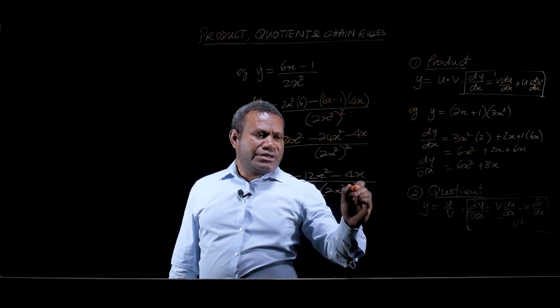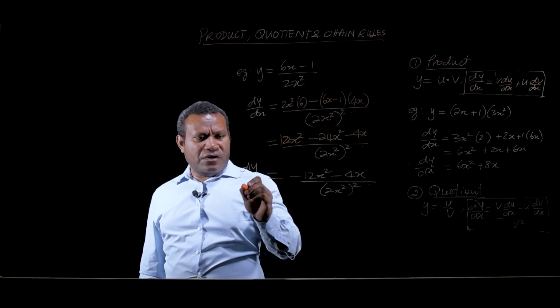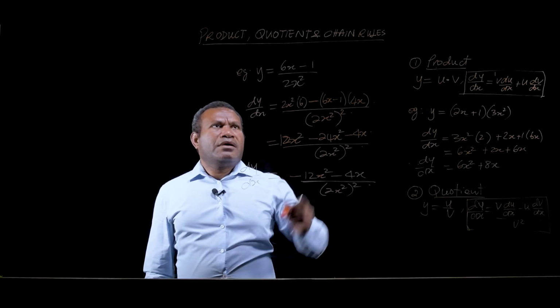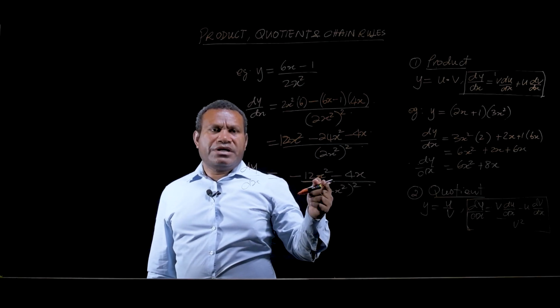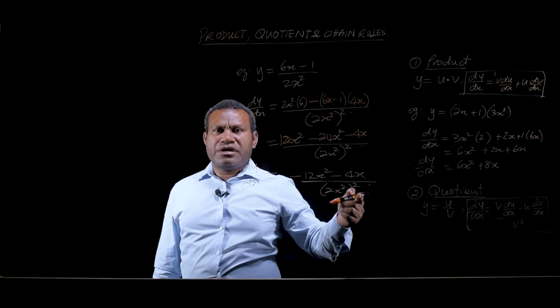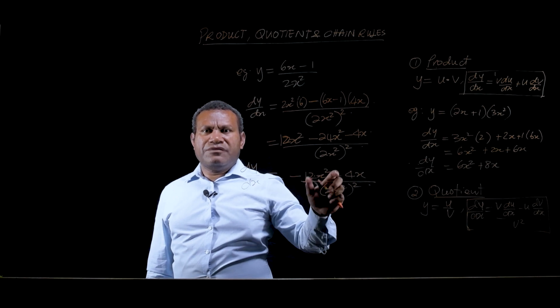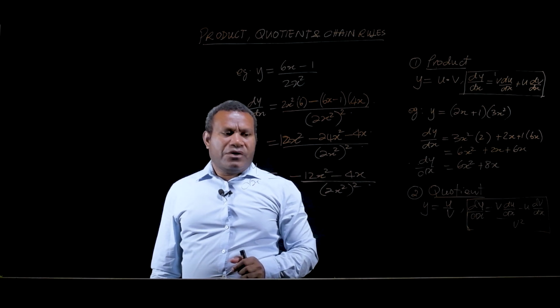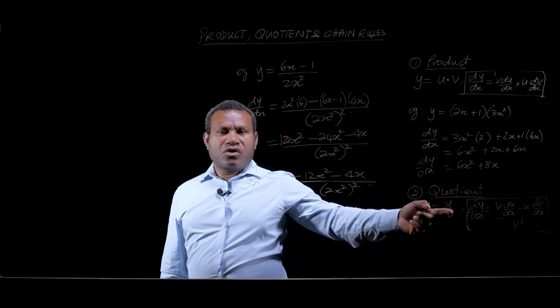2x squared. Okay, so therefore the derivative of this function here will be equal to minus 12x squared minus 4x divided by 2x squared. You can simplify this one, but if you reach this part, then you can leave your answer as it is. All right, that is the example for quotient rule.